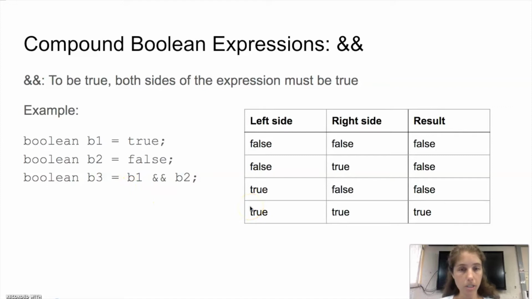In this table, you can see the different options for inputs, so the left side and the right side, and what the compound expression would evaluate to. So if both the left and the right side of the compound expression are false, then it will evaluate to false. If one is true and one is false, as in these two rows, then the result is also false. And the only way to get a result of true is if both the left and the right side are true. So when you see a table like this that includes all possible inputs to an expression, and then what the expression will evaluate to, we call this a truth table.